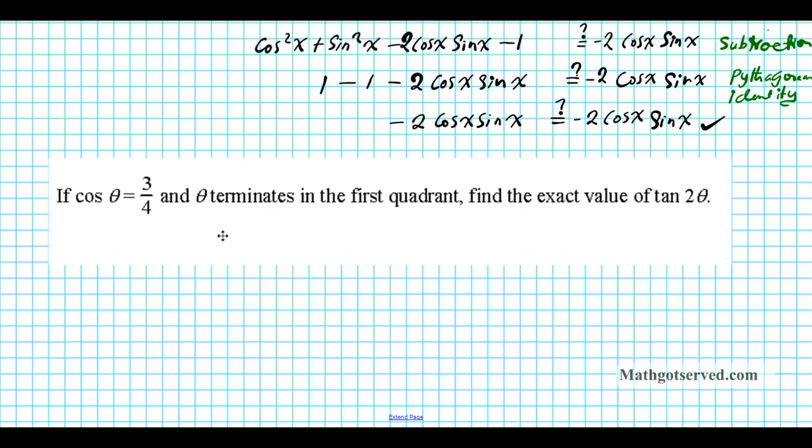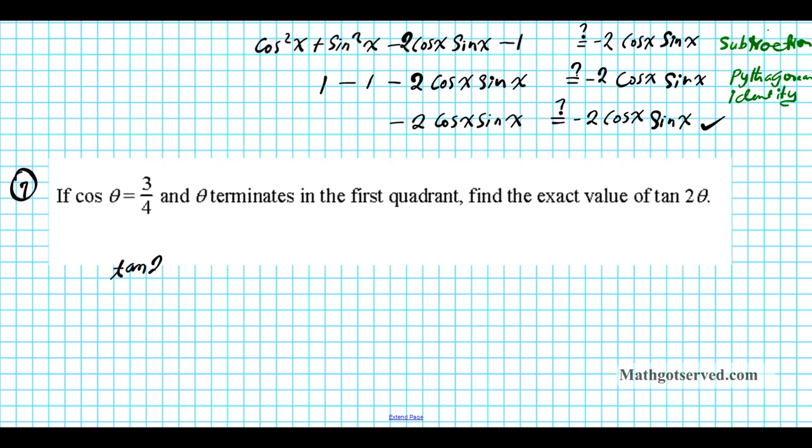All right, let's take a look at question number 7. So question 7, if cosine theta is 3/4 and theta terminates in the first quadrant, find the exact value of tan 2 theta. Okay, so we're going to start by writing down what the identity for finding tan 2 theta is. This is going to be the double angle identity for tan. So we have tan 2 theta.